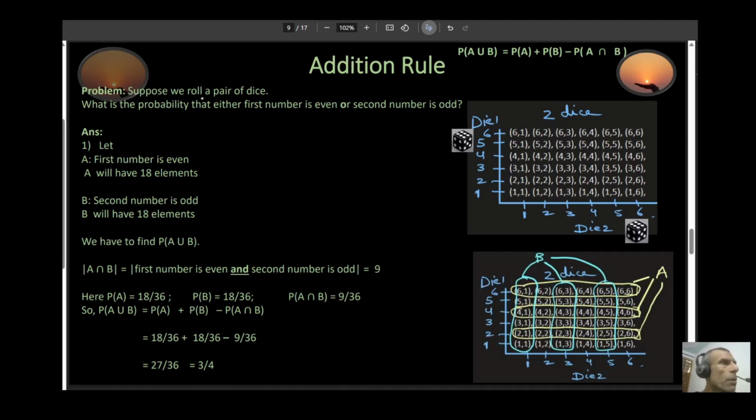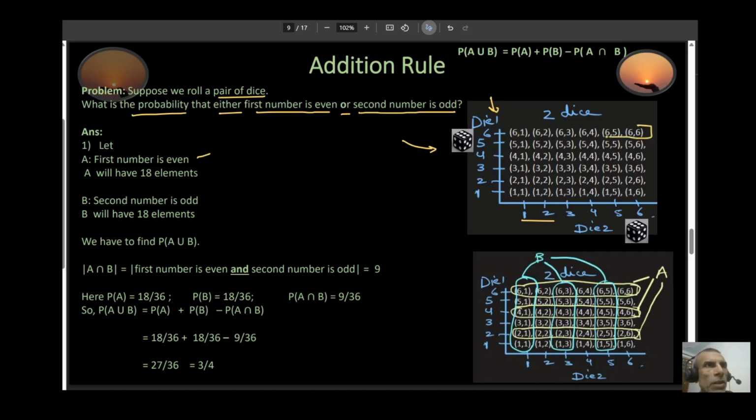So suppose we roll a pair of dice. What is the probability that either the first number is even or the second number is odd? In this case, my sample space is denoted by these numbers right here. This is die 1, the numbers corresponding to die 1, and these are the numbers corresponding to die 2. So let A be the event that the first number is even. This is your event A. In this case, my first number is even, and that would be all these numbers right here.